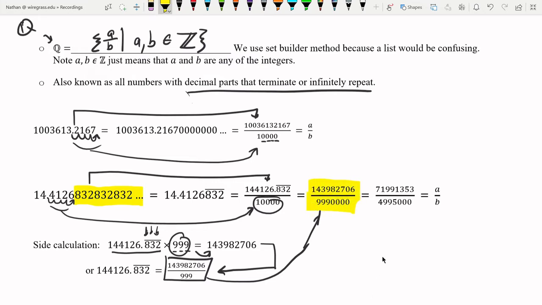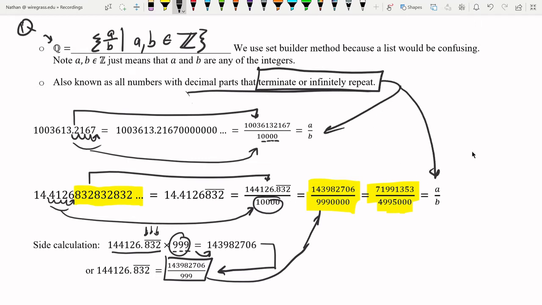And then you can simplify it down. It doesn't really matter. At this point, we have an integer over an integer. And once again, this process doesn't matter. You don't have to memorize this. I'm just showing you there is a process. You can take any terminating or infinitely repeating decimal portion, and you can always rewrite it into an integer over an integer.